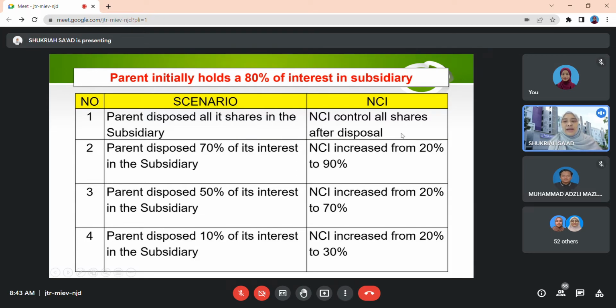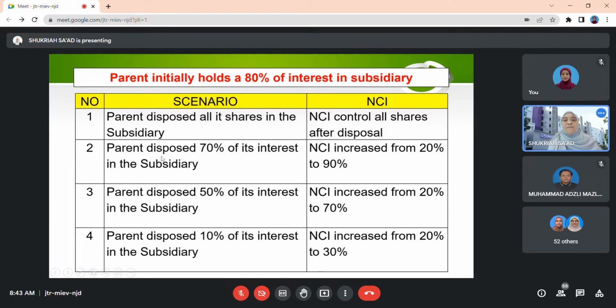And the effect on NCI, initially NCI is only 20%. After the parent disposes all the shares, NCI now controls 100%. Okay, so from 20%, NCI increases to 100%. Okay, so it is the opposite of an increase in shareholding. If there is an increase in shareholding, the more the parent acquires, the more we will be having a reduction in NCI. But for disposal, when the parent disposes, NCI will be increased.